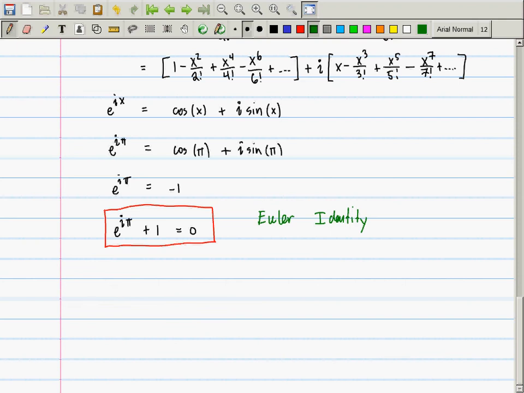Isn't this fantastic? The exponential and the trigonometric functions are actually deeply connected. I find that very stimulating. Okay, so any questions before we start reviewing? Okay, so then I have one question for you.